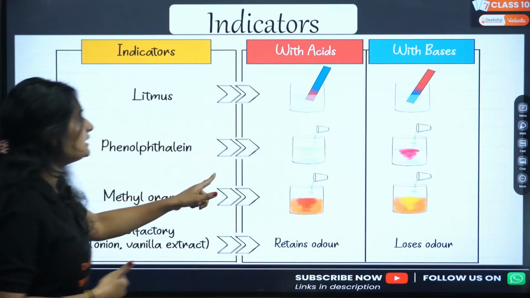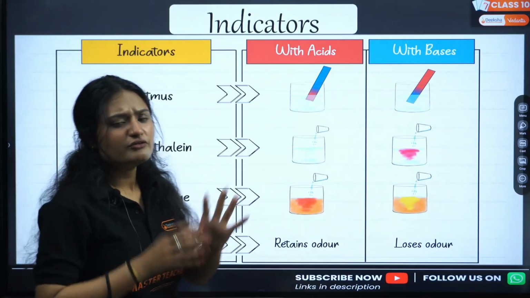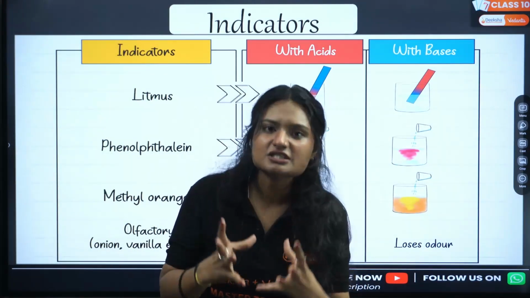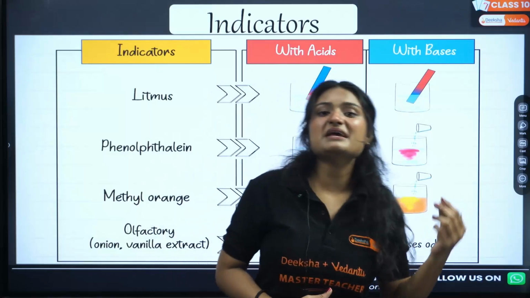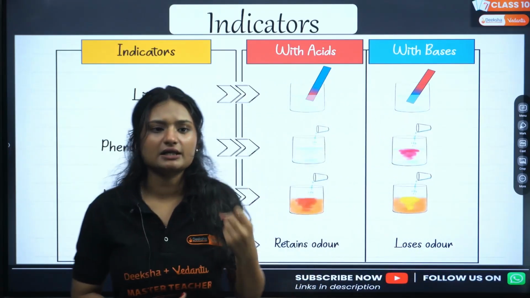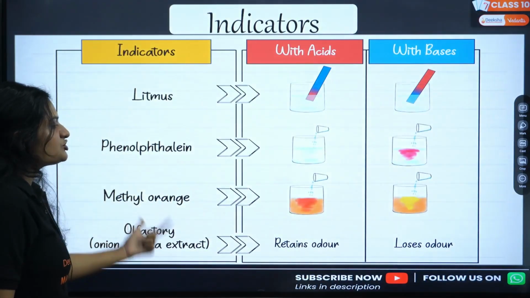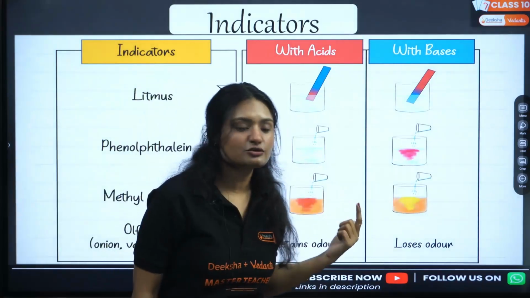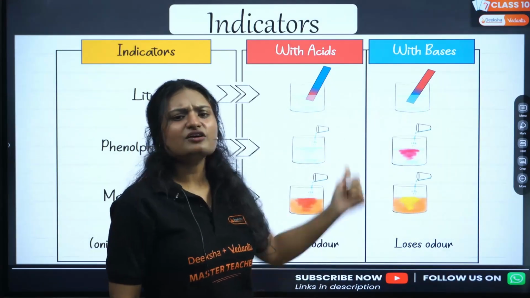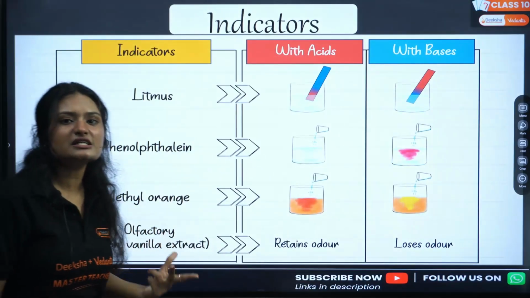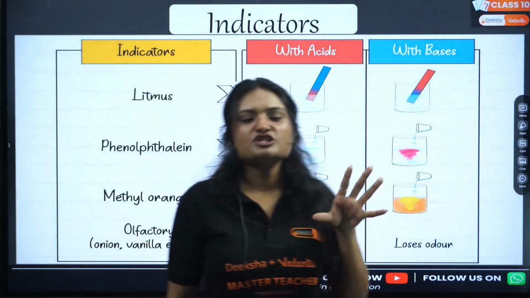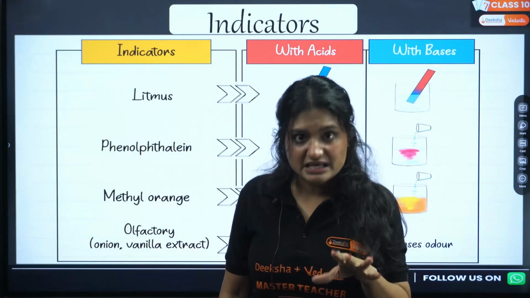Phenolphthalein is also an indicator. What does phenolphthalein do? When you put phenolphthalein in an acidic solution, it will remain colorless, but if you put phenolphthalein in a basic solution, it will become pink in color. What about methyl orange? Methyl orange, in case of acidic solution, is red in color, and with basic solution it will turn yellow in color. So that's how you can determine whether the substance you're given is an acid or a base, my dear kids.